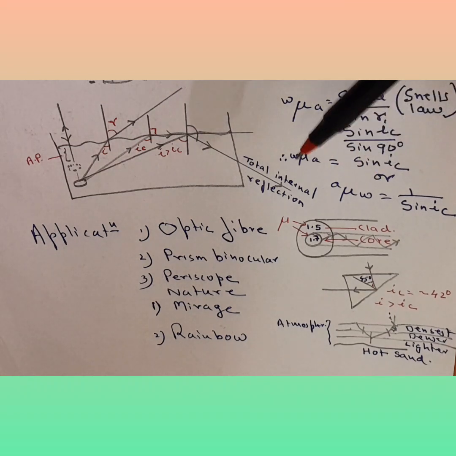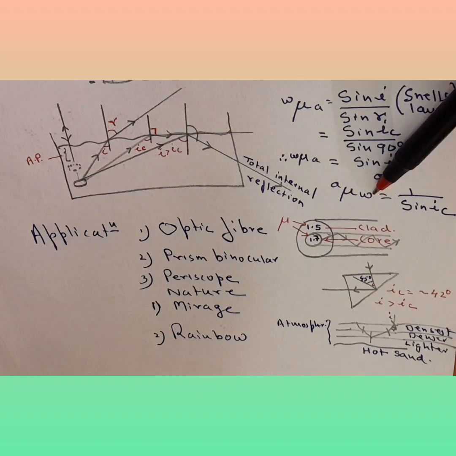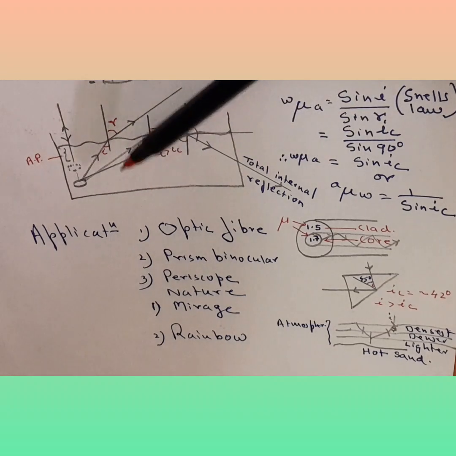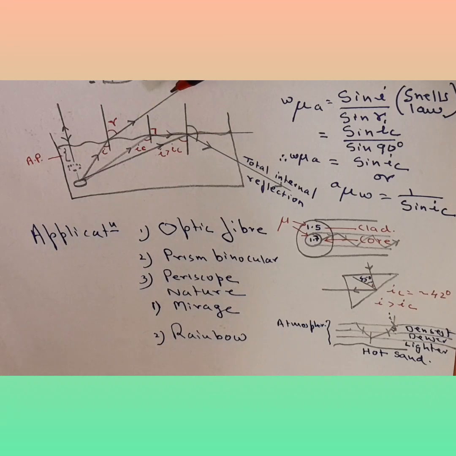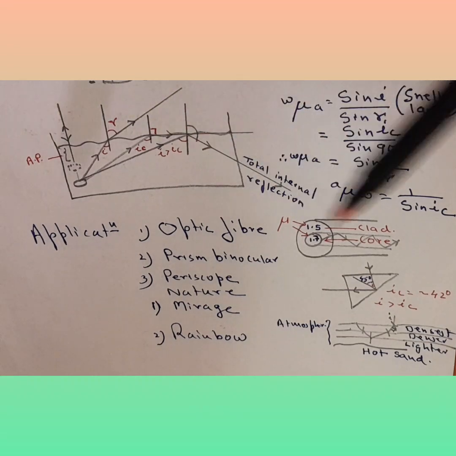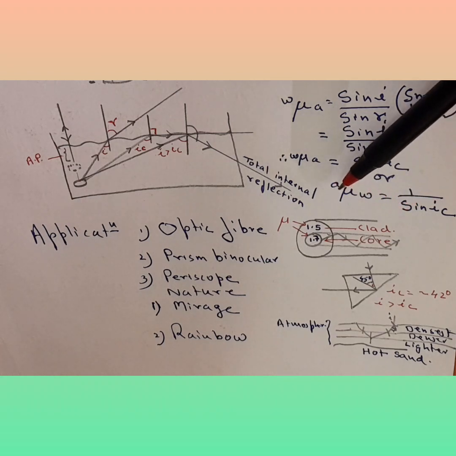Or suppose I want to put it in terms of aμw, air to water. This was for water to air, sin ic. But if I want to make it for air to water, it would obviously be the reciprocal, 1 over sin ic. So this is the formula that you have got to keep in mind for critical angle.